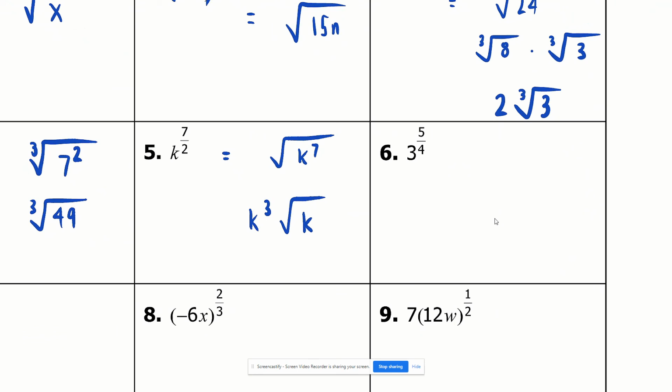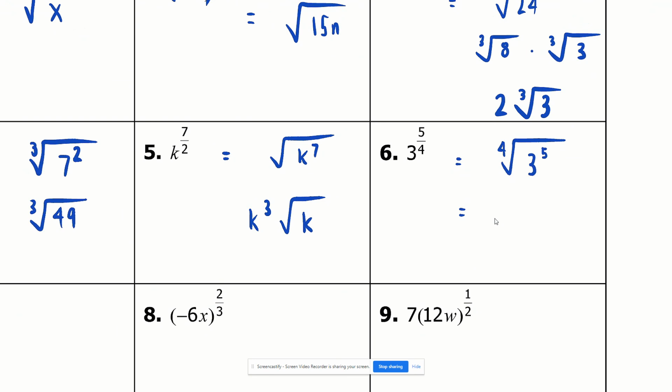All right, look at the next one. Here we've got 3 raised to the 5/4. So if I write that as a radical, because it's a fractional exponent, the base of my exponent is the radicand. The denominator of my exponent is the root. And the numerator of my exponent is the exponent that goes on my radicand. Well, there's a couple of ways you could go about this. You could try to reduce the 3 to the 5th power. But I think there's an easier way.